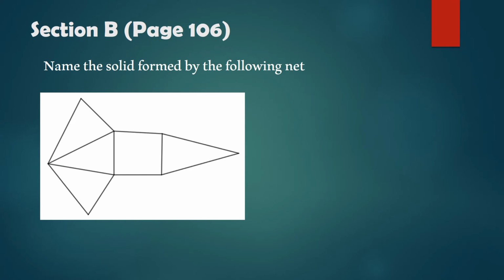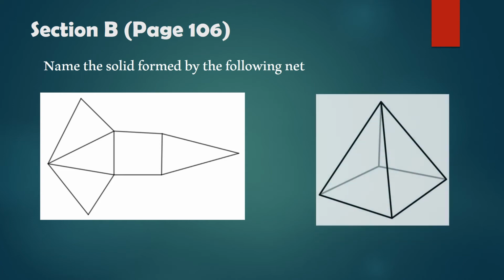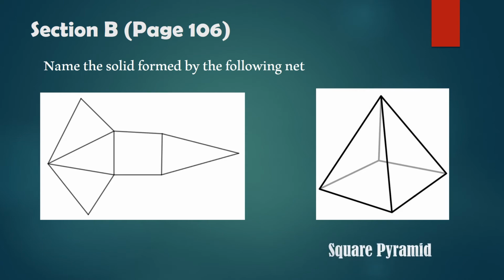The next exercise of page 106 is about naming the solid formed by the following net. According to this net, we can draw our conclusion that the solid is called a square pyramid because its base is a square and the four faces are triangles.